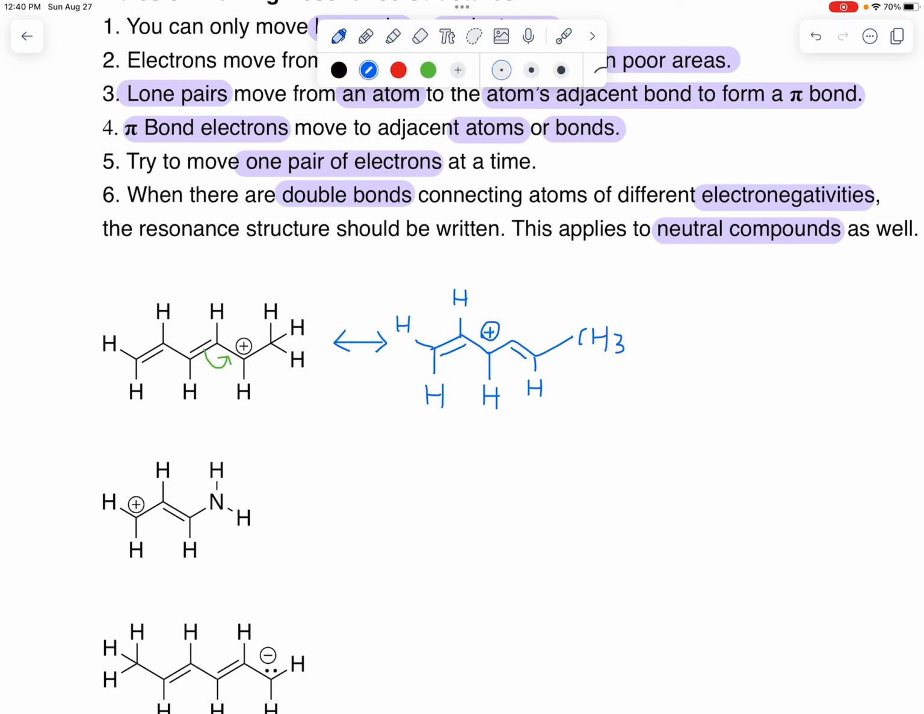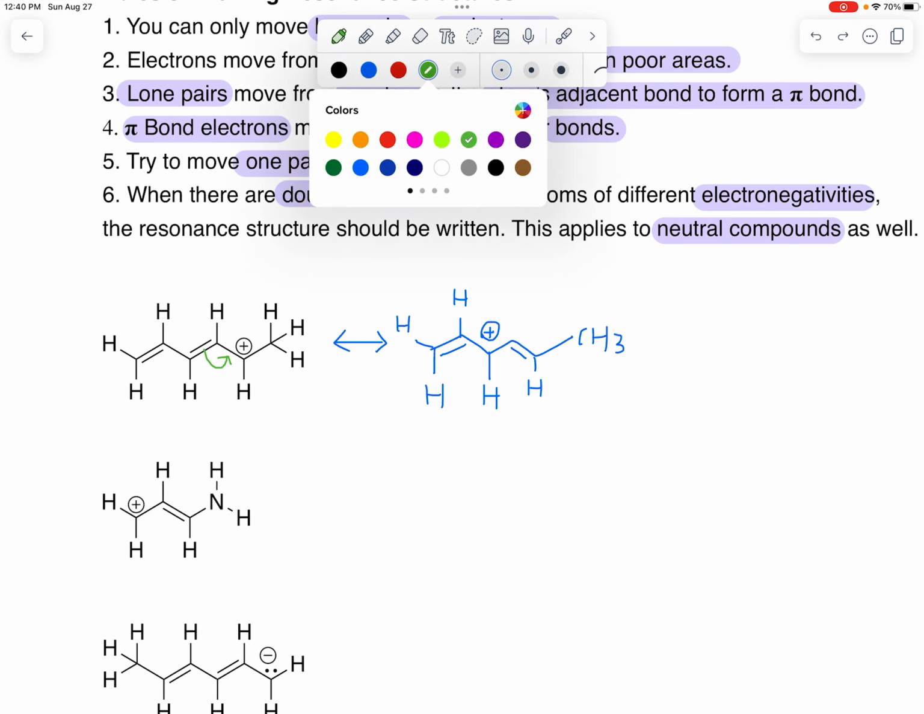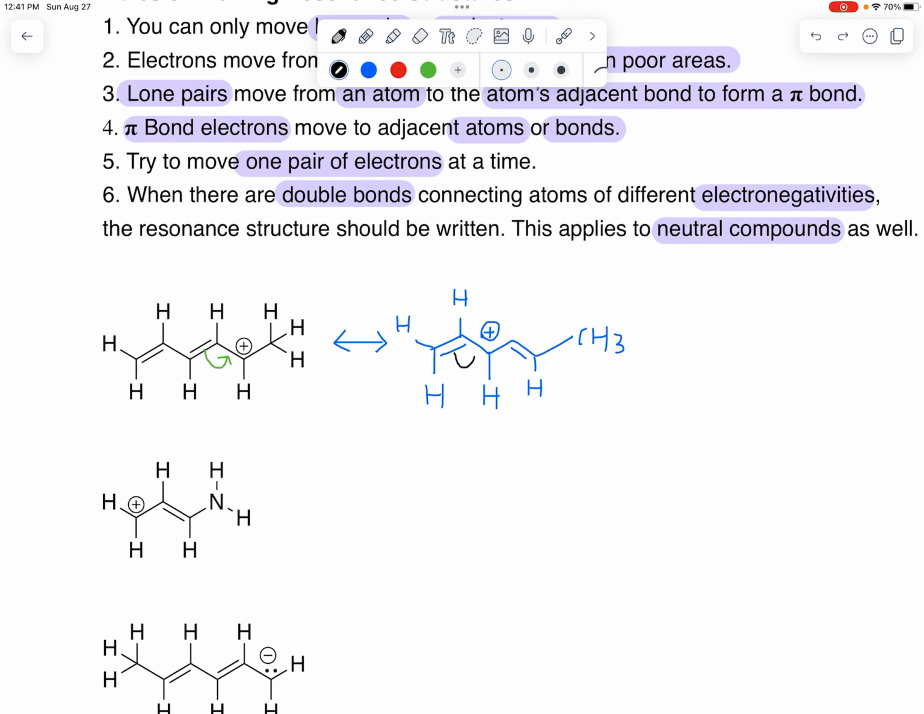Therefore, that pi electron could be moved around again. I'm going to use the same notation. So the pi electron could be moved over here. Under those circumstances, you are going to draw the other resonance structure here: a backbone, CH3 there, a double bond here, and now our new double bond is formed over here.